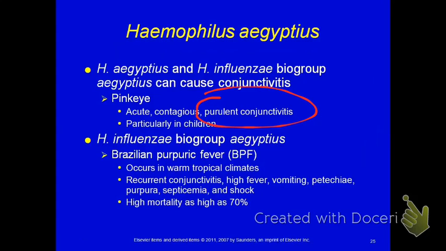This one is kind of dangerous because, aside from the recurrent conjunctivitis, you'll have high fever, vomiting, petechiae, purpura. This one is dangerous: septicemia, and then eventually your blood pressure goes down. You call that shock. It has a very high mortality rate, as high as 70%.